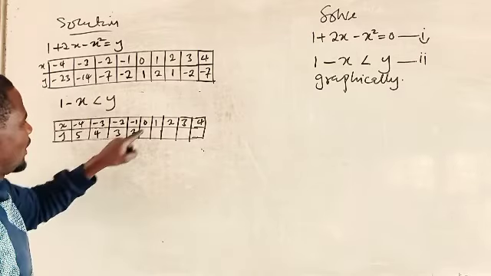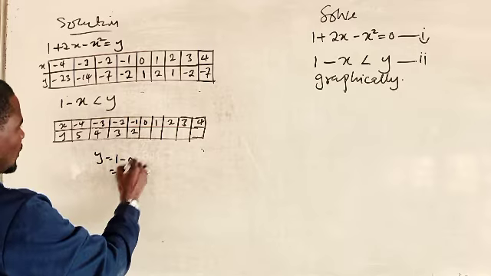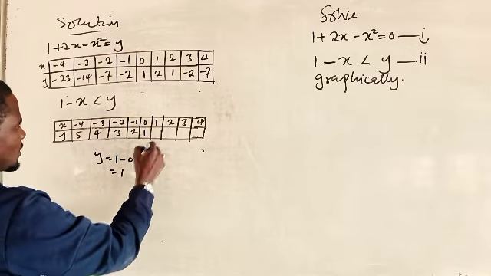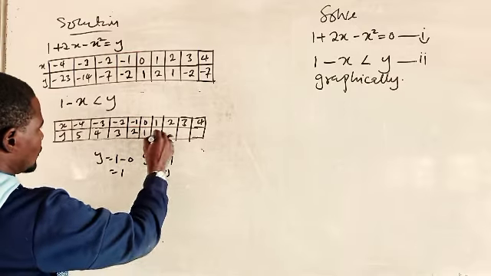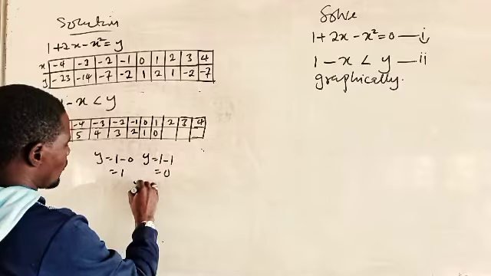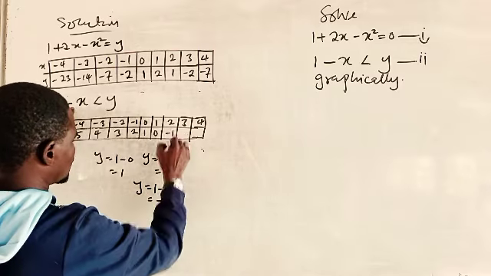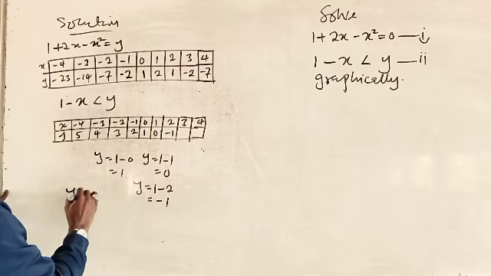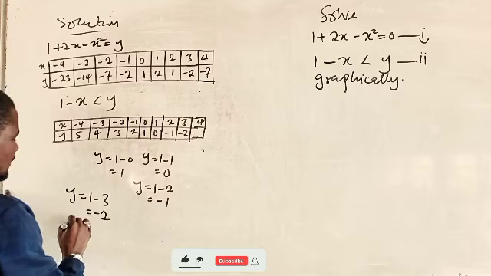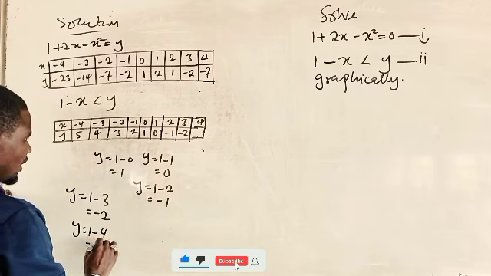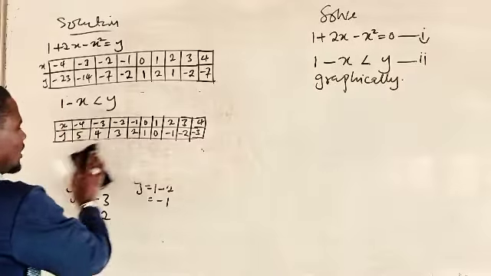Now from here, when x is 0, we have y equals 1 minus 0 equals 1. Here will be 1. And when x is 1, y equals 1 minus 1, which is equal to 0. Then when x is 2, y equals 1 minus 2 equals minus 1. When x is 3, y equals 1 minus 3 equals minus 2. Here is minus 2. When x is 4, y equals 1 minus 4 equals minus 3. Here is minus 3. Now I finished making all the tables.